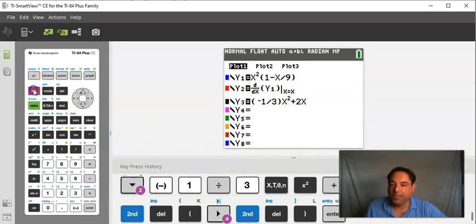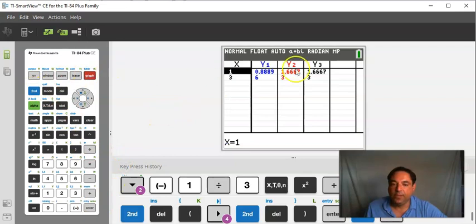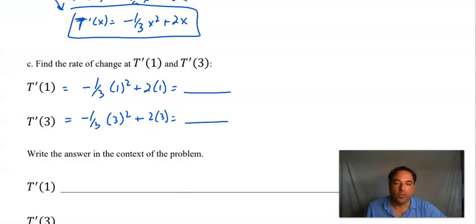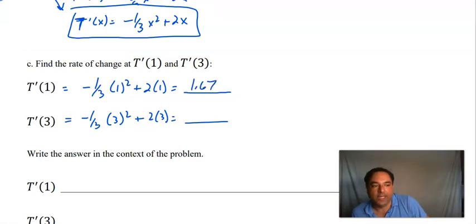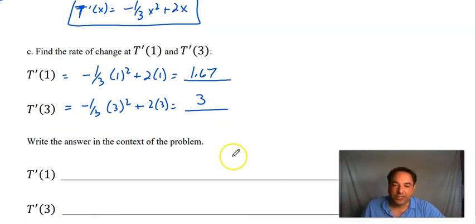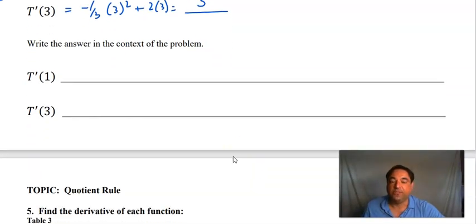So let's see. Second graph. Notice 1 gives you 1.67 for y2 and y3, and 3 gives you 3 for y2 and y3. So we know we're correct. So we get 1.67 and we get 3. Now remember, what are we doing now? We're seeing how that body temperature changes. First, we found out the body temperature change. Now we're finding out how that changes.